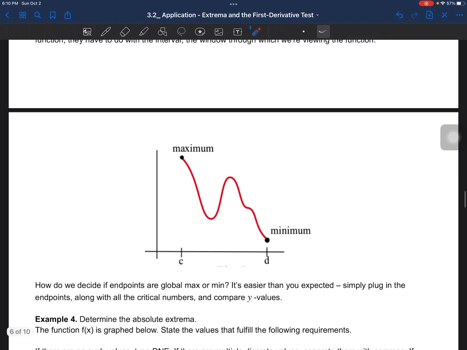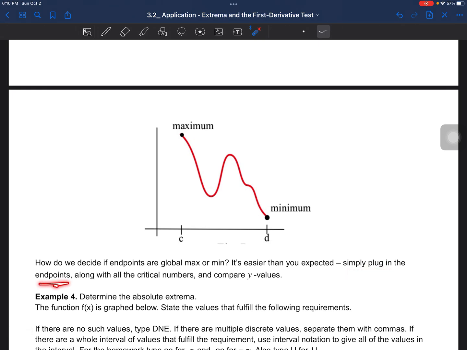So the strategy that we're going to talk about is actually not so bad. What we need to do is just compare the values of the local min and the local max and the endpoints. So how do we decide if the endpoints are global max or global min? It's actually very easy.